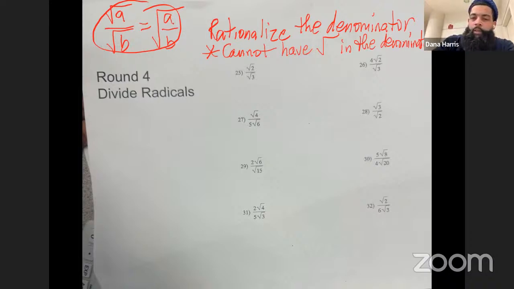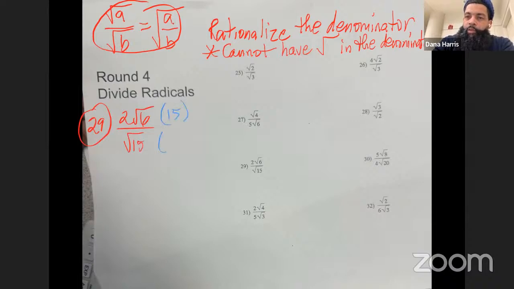All right. We are on number 29. So we got 4 more. 2 square root of 6 over square root of 15. All right, so you're going to multiply by the square root of 15 here. Multiply by the square root of 15 here.